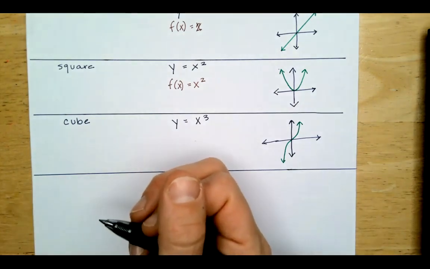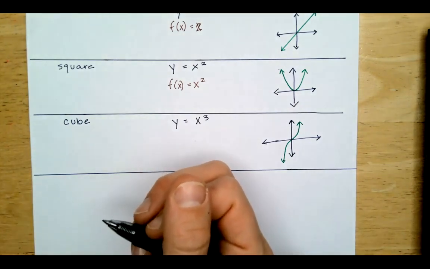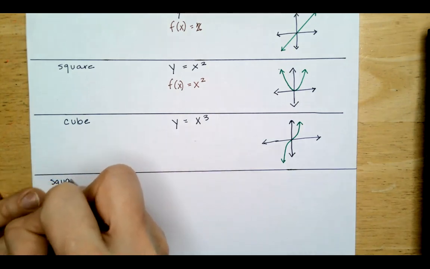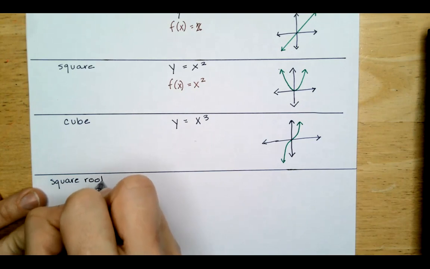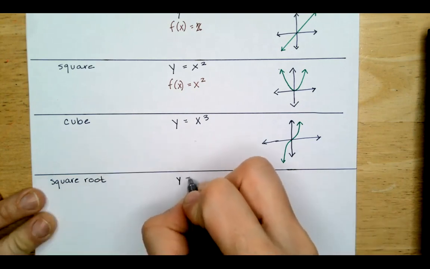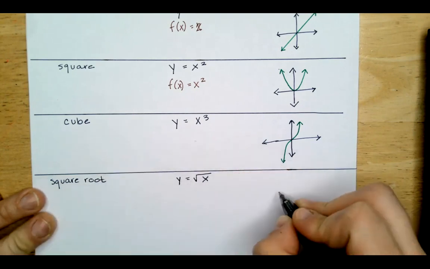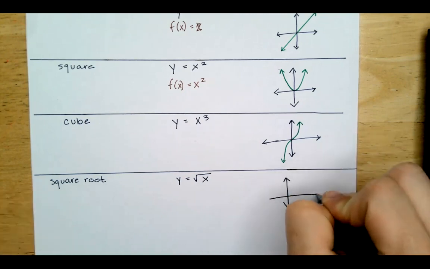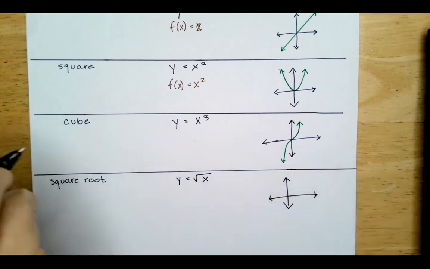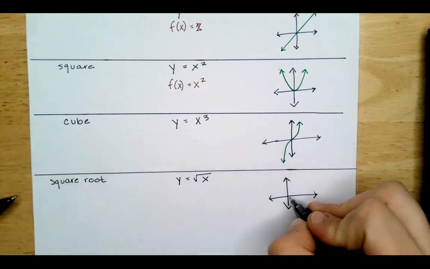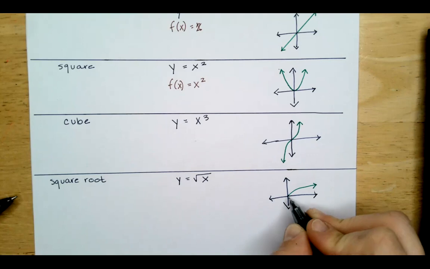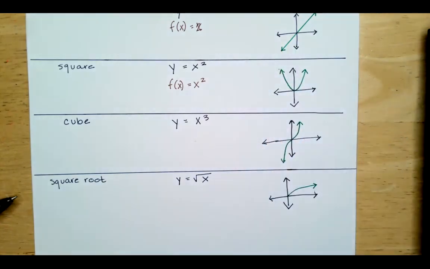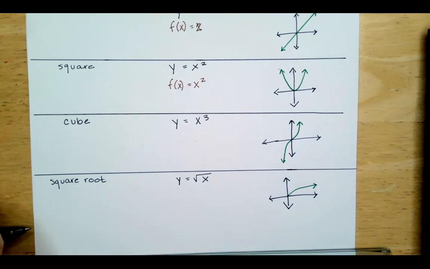Then square root. Square root function, y equals the square root of x. Remember that that's only in this quadrant, and it looks like half of this, looks like we moved that over and cut off half of it, okay?